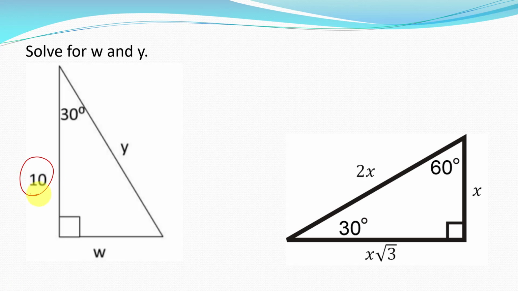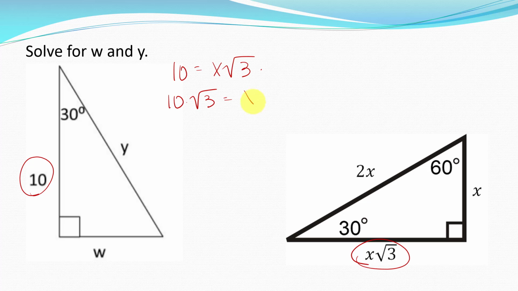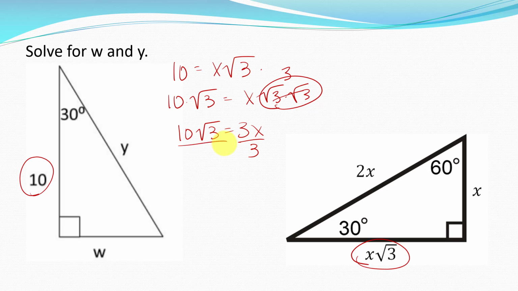Now, the hardest type here is when they give you the long side that is something other than a radical 3, basically. So I'm going to have to say 10 is equal to x radical 3. Just like with the other kind of triangle, the 45-45-90, to simplify this, I would multiply both sides by square root 3. These two become 3. So now I've got 10 square root 3 equals 3x. But now I need to get rid of that 3. So x equals 10 square root of 3 over 3.